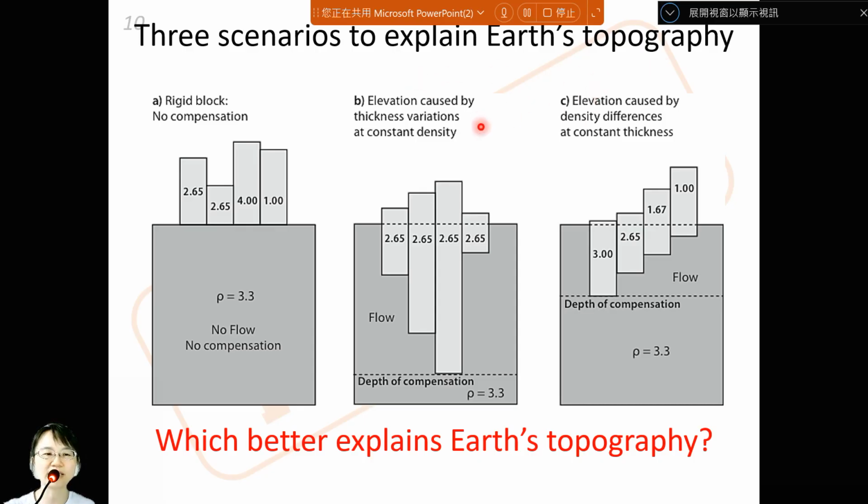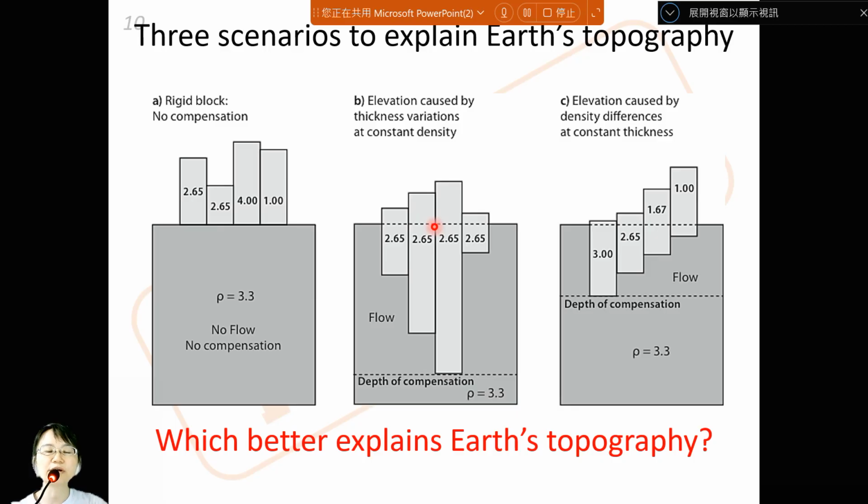There are several scenarios proposed to explain the Earth's topography. This is closely related to whether you think the mantle has flow and whether you think there is isostasy or not. The first one is the easiest one. Everything is rigid. This is our mountain. We have mountain and valley. We have different elevation here. These different elevations may have different density, but it doesn't matter because below them, there is another block or mantle, which is also rigid. So these are rigid blocks sitting on another rigid block. When you see different elevation, it simply means the blocks have different height.